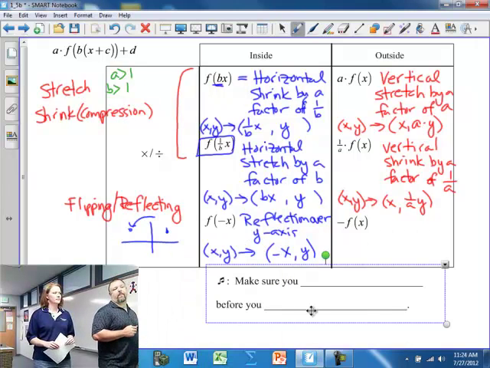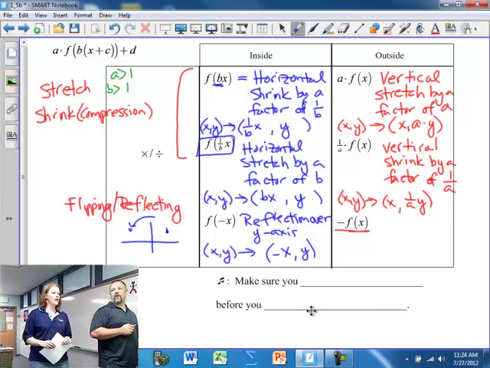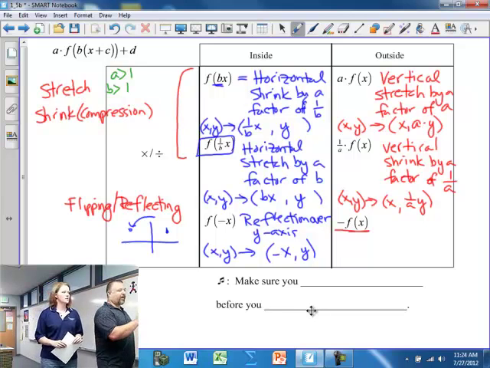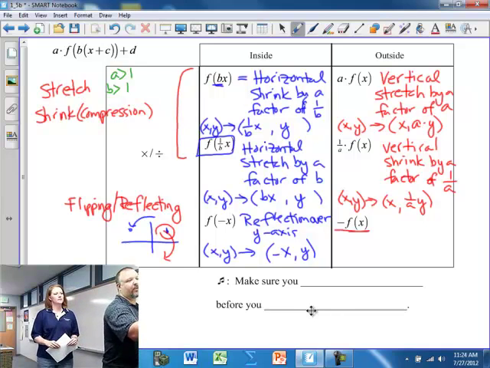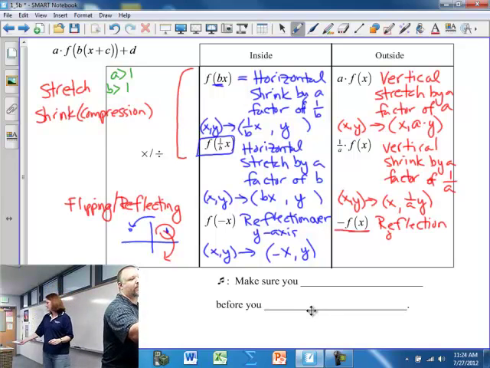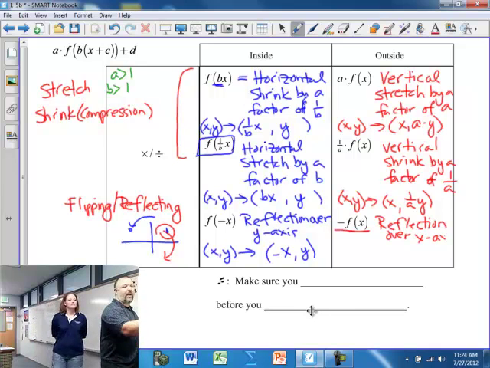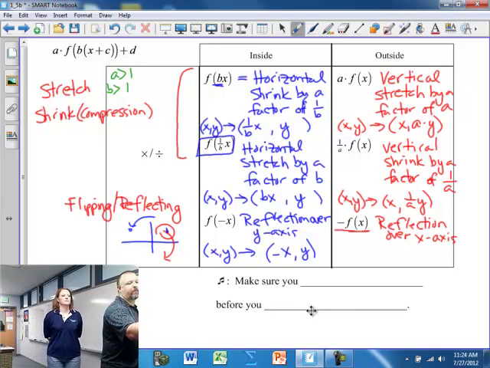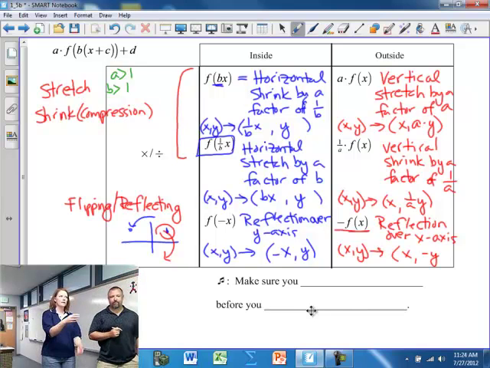Now our negative sign is outside of our function. So that means we get the opposite y value. If we have this point here and the opposite y values, we go down. So this is going to be a reflection over the x-axis because we have the opposite y's. And if we use our point notation, we have the same x, but the opposite y.